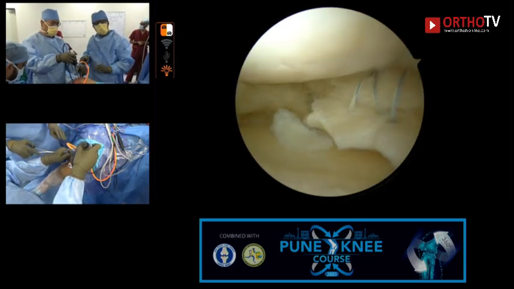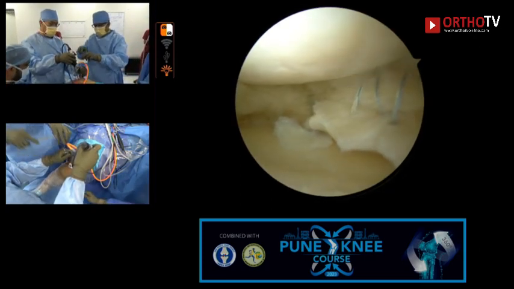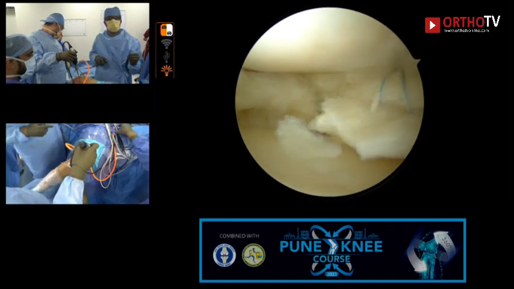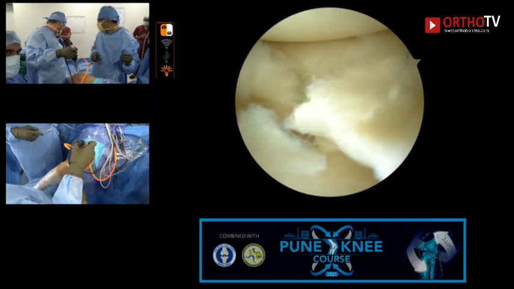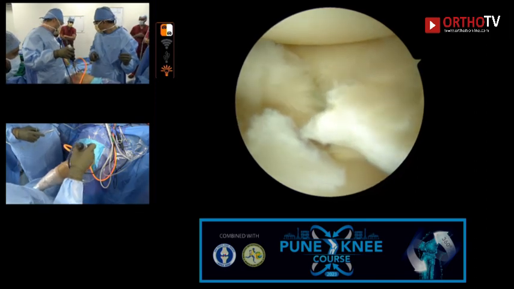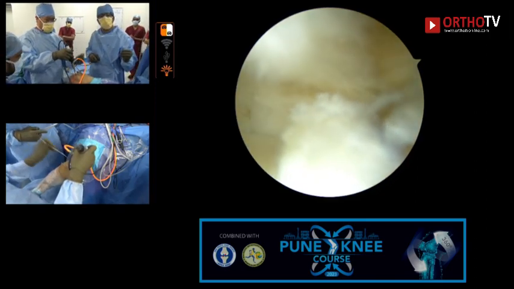Just a moment. I'll change it. You take it up. Okay, so we have placed the first suture, as recommended, an inferior suture. And we're going to place a second one, and then I think we'll go and tie.